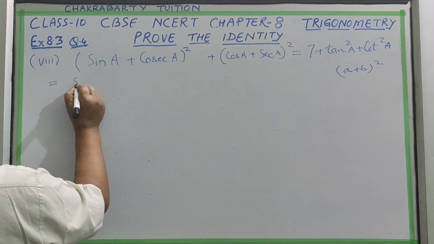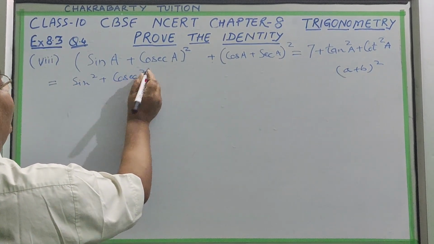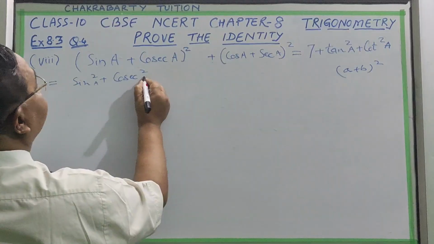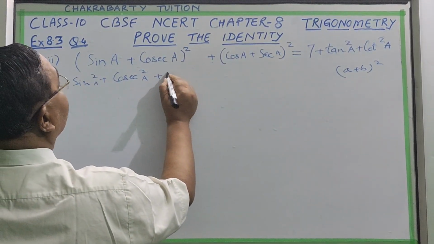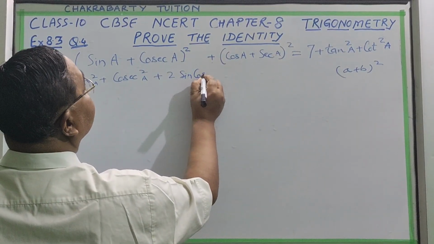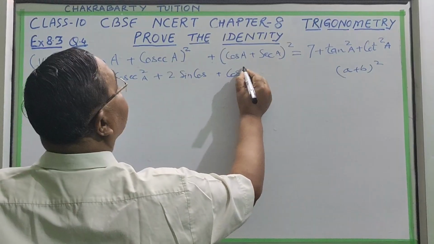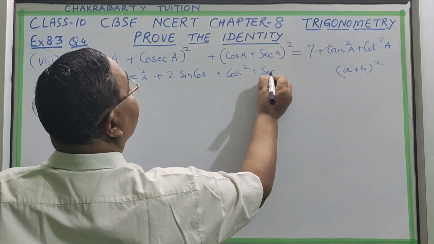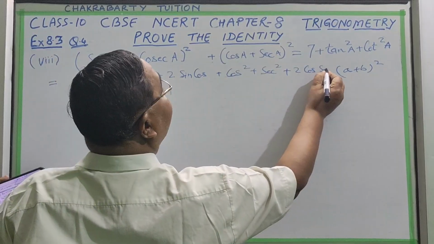So, what will happen? Sine square plus cosec square, of course, a everywhere you have to write. If I forget, you just remember. Plus 2ab, 2 sine cosec. Plus here also we will apply this: cos square plus sec square plus 2 cos sec.